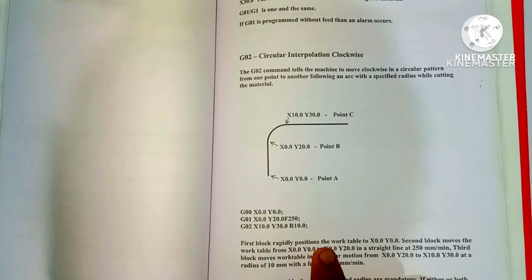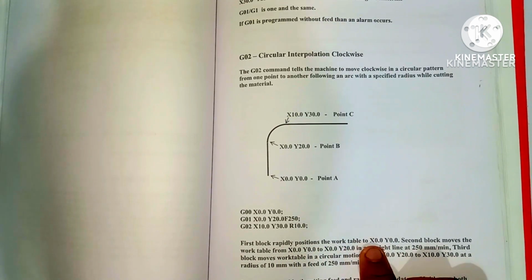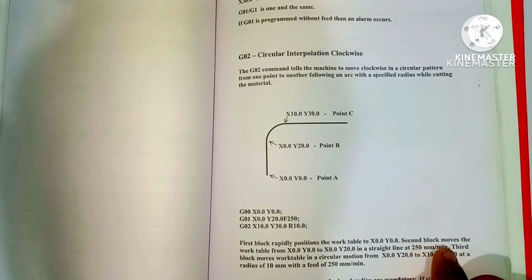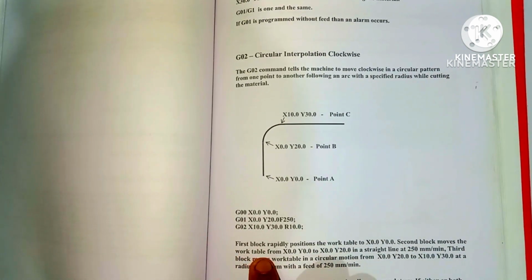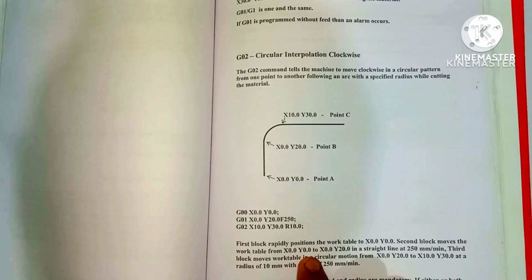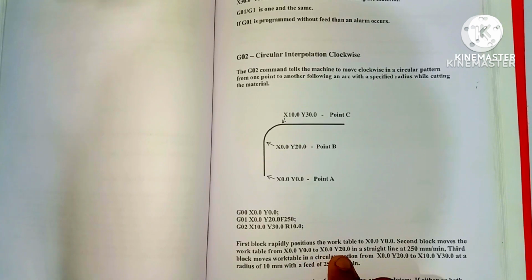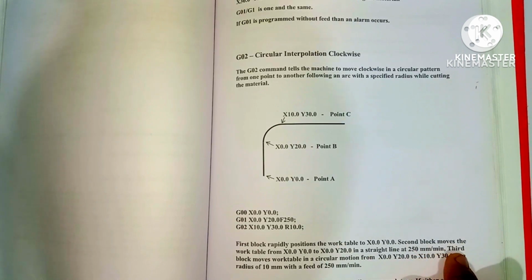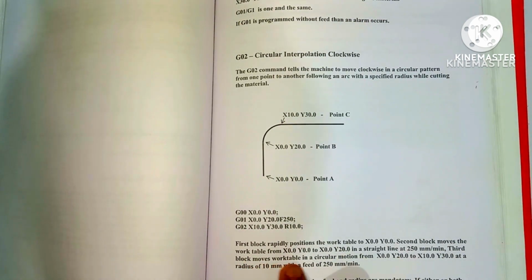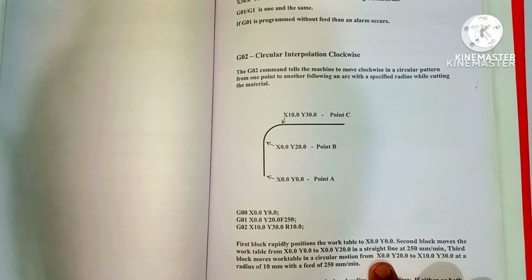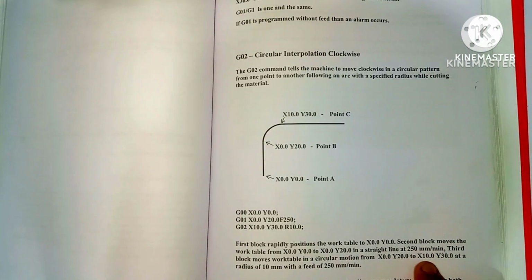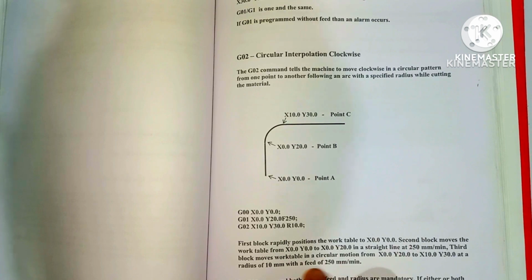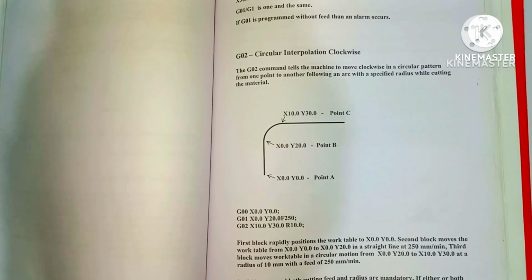First block: rapidly position the work table to the X0.0 Y0.0 location. Second block: move the work table from X0.0 Y0.0 to X0.0 Y20.0 in a straight line at 250 mm per minute. Third block: move the work table in a circular motion from X0.0 Y20.0 to X10.0 Y30.0 at a radius of 10 mm with the feed of 250 mm per minute.